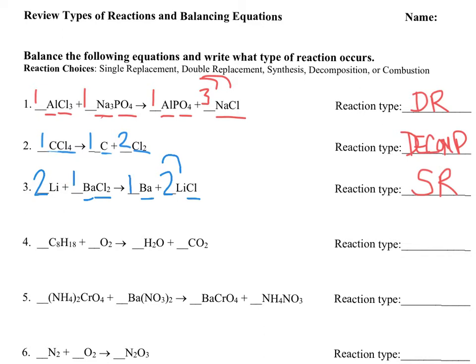If I take a look at the next question, number 4. It looks like I've got a hydrocarbon, right? It's carbon and hydrogens, and it could be any amount of carbon and hydrogens. But whenever it reacts with oxygen, the 2 things it always gives us is water and CO2. So we would call that definitely a combustion reaction. I'll just put combust for short.